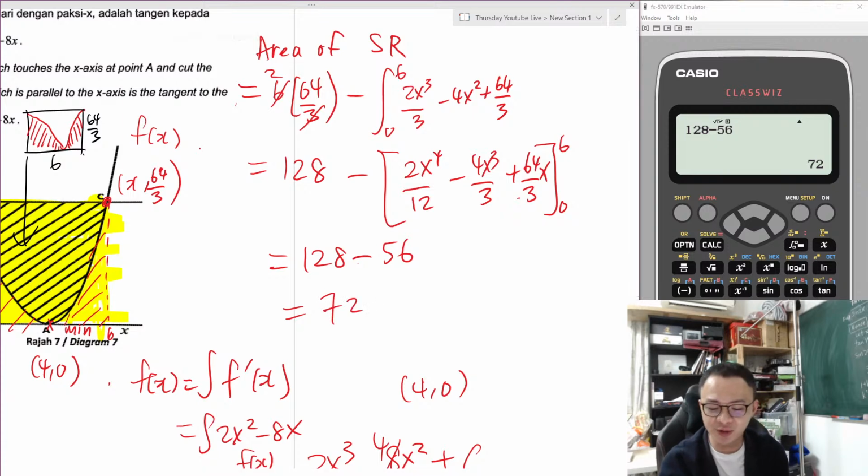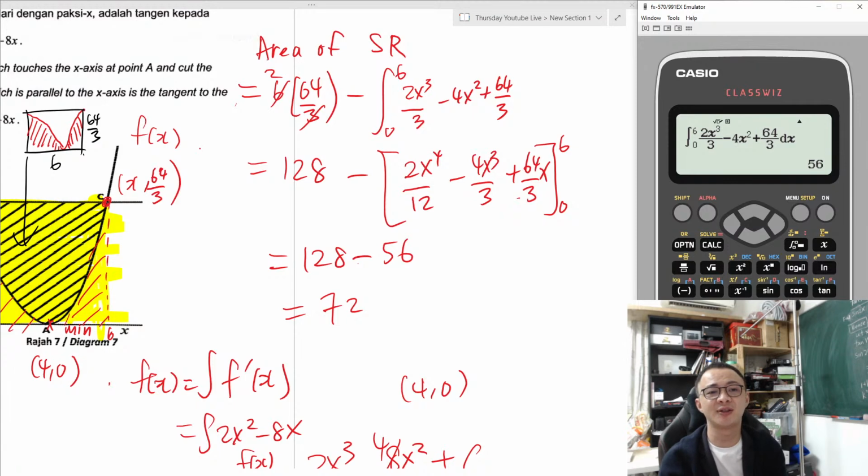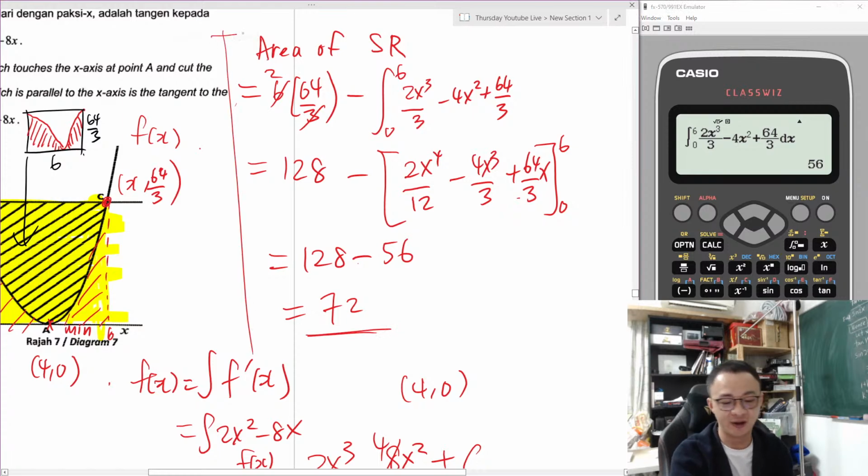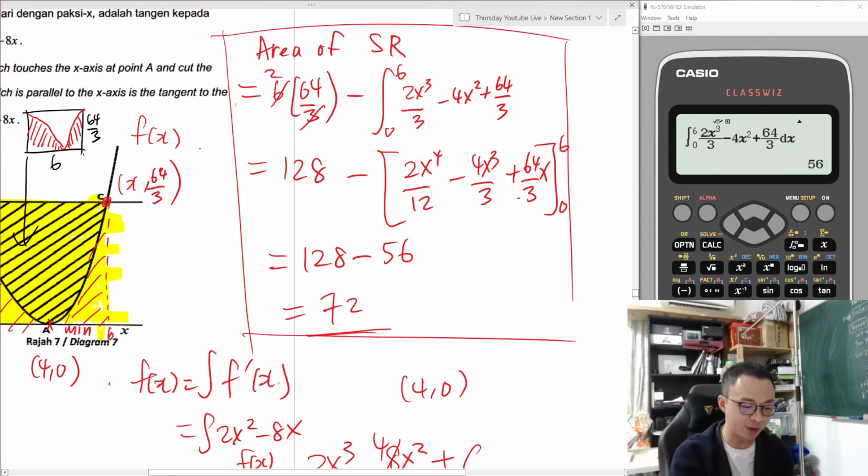Like I say, I will always use a calculator to double check my answer. The 56, I'm not so convinced, so I will just type again: 2x cubed over 3 minus 4x squared plus 64 over 3, and then from 0 to 6. Yeah, it's 56. So I will always use a calculator to double check my answer to make sure it is always correct. So yeah, I guess this is how you get your 4 marks. Definitely it's not only here. You need to find the coordinate C. I believe they will give 1 to 2 marks for you to find the coordinate C.